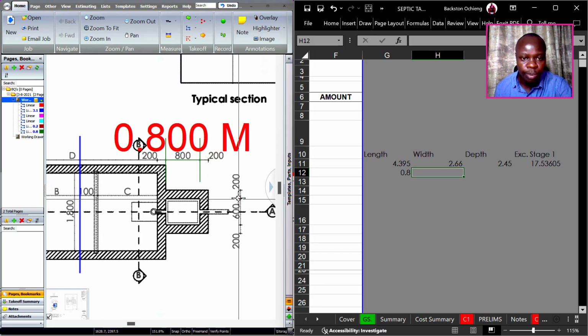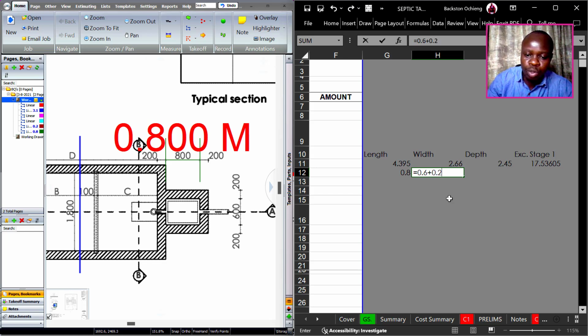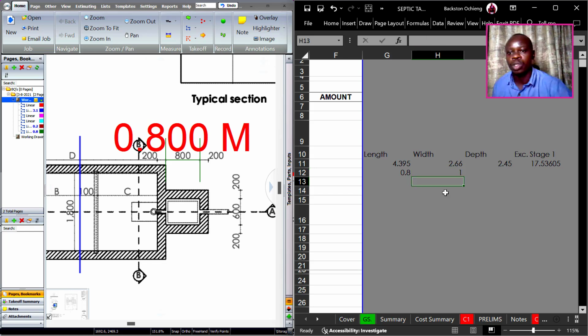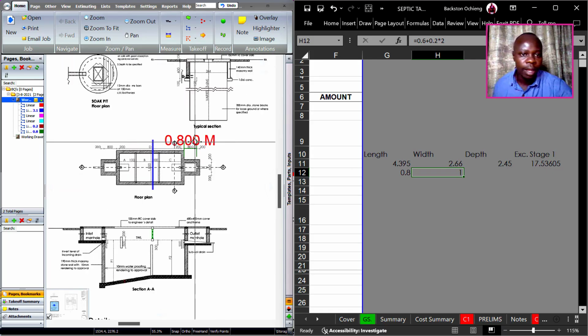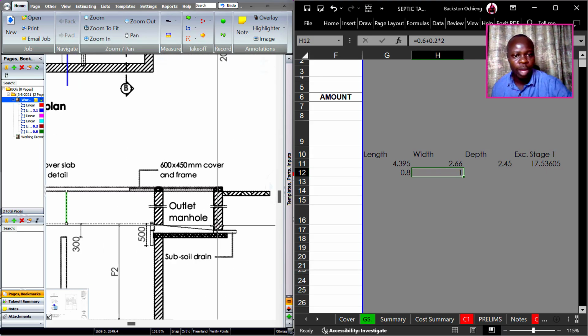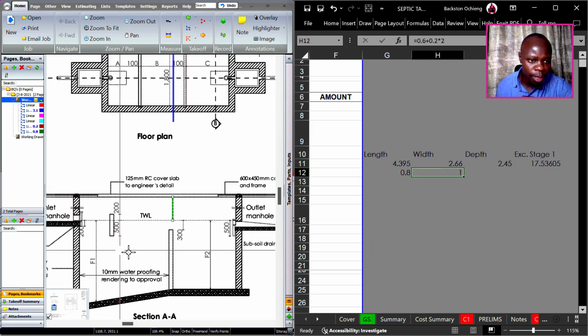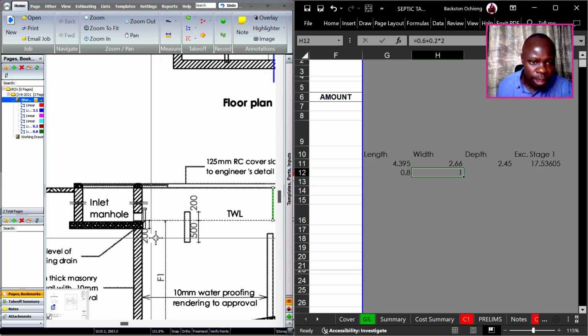So it's 0.6 plus 0.2 plus 0.2. So that gives us 0.6 plus 0.2 times 2. So we have 1. Then onto the section where we are going to get the depth. How do we go about that?